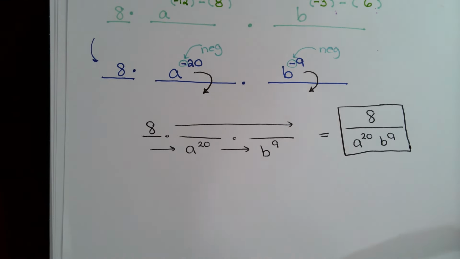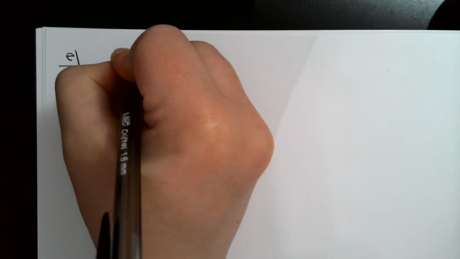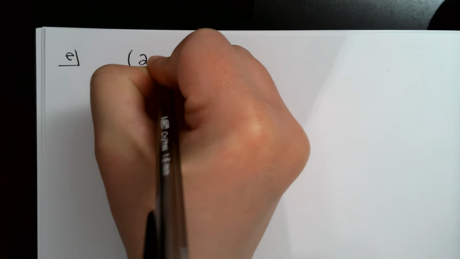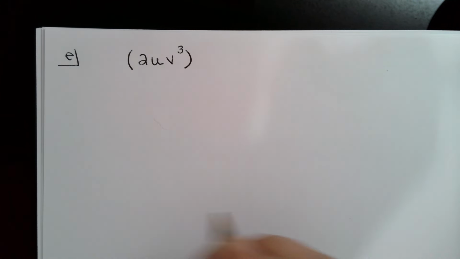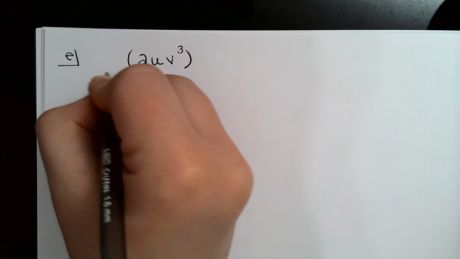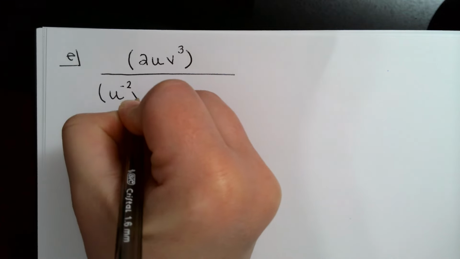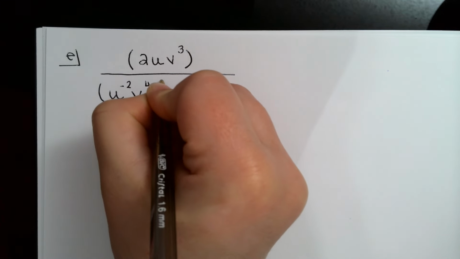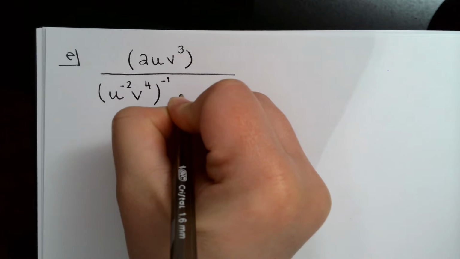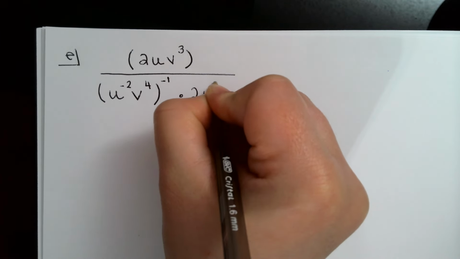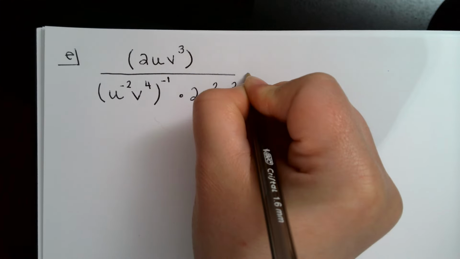Okay, moving on to A, B, C, D, E. And we'll go back and write our answers here in a moment. For E, we have open 2, U, V cubed. Make sure your U has a tail. Make sure V has sharp corners. Next, we have in the denominator, open U to the negative 2 power, V to the 4th power, close it. This is raised to the negative first power times 2u squared v squared.